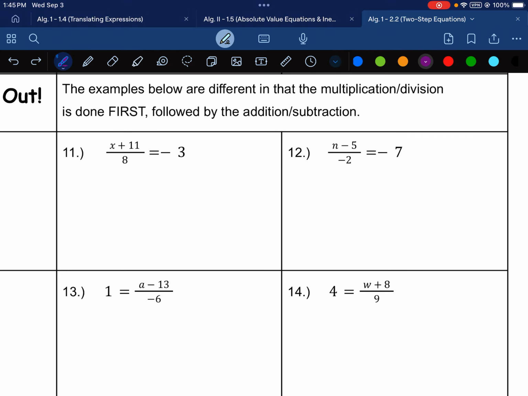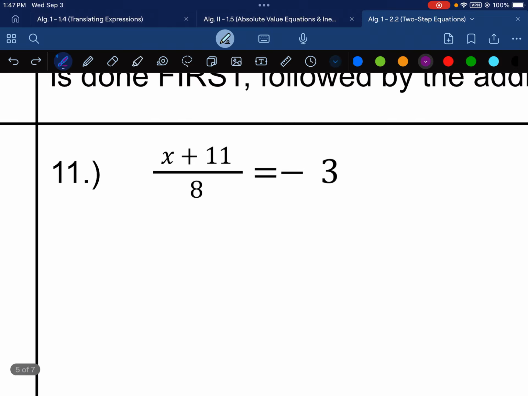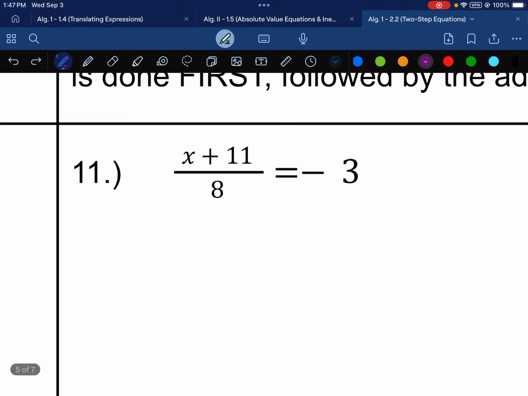Here, on these 4 examples, we notice that the entirety of the one side of the equal sign is being divided. So here, the positive 11 is part of the fraction, the minus 5 is part of the fraction, minus 13, and the plus 8 are all part of their fractions. Meaning, even though we'd love to get rid of this first, and we're supposed to get rid of it first typically, we can't here because it's part of the fraction.